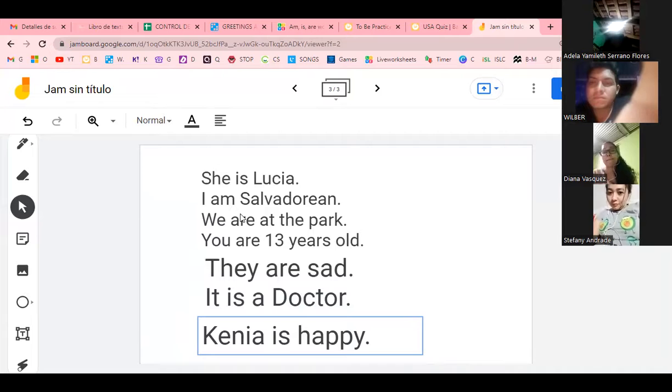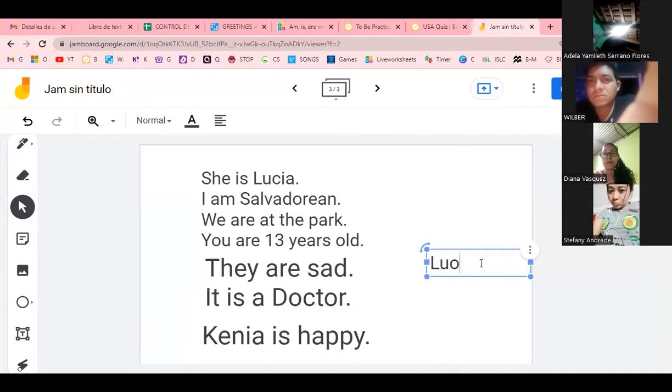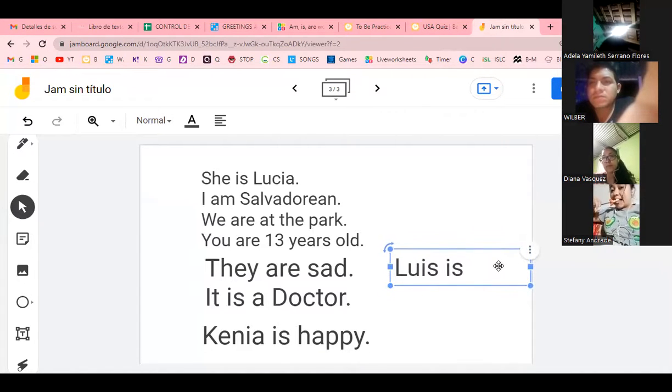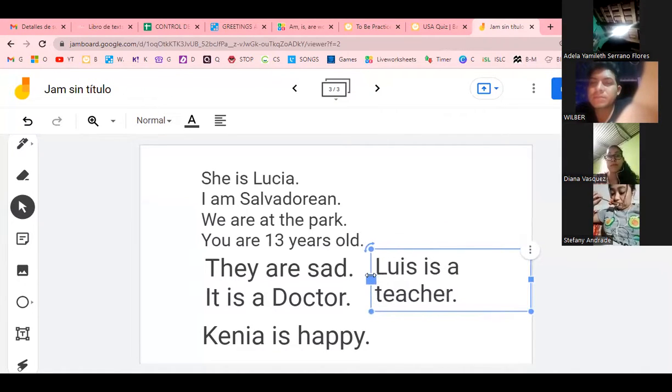Vamos a ver. También podemos decir nombres de chicos, ¿verdad? Podemos decir, por ejemplo, Luis, ¿cuál sería el verbo to be para Luis? Is. Is, yes. Y quiero decir que Luis es un profesor. Entonces sería Luis is a teacher. A teacher. Yes, a teacher. Very good. Thank you. Amazing, everybody. So we can use names as well.